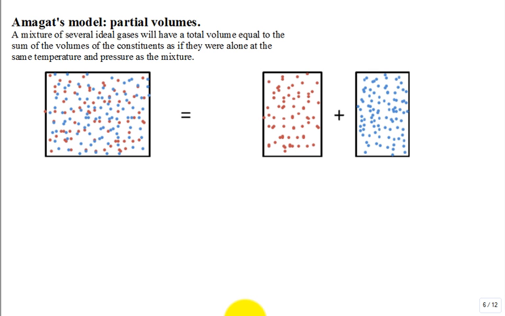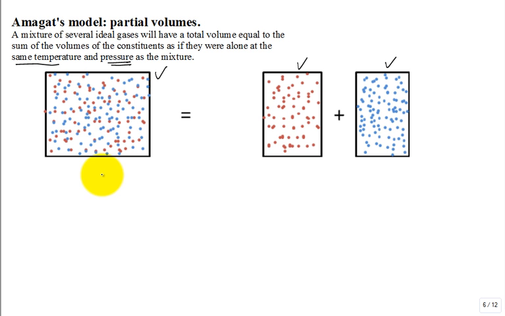Amagat's model, or partial volume concept. We have the partial pressure concept. You also have the partial volume concept. Here, you can read the definition, but it's as if they were alone at the same temperature and same pressure, but in different volumes. So you can see that this volume of this box is smaller, and this volume of this box is smaller. And if you sum those two volumes, you have the total volume. Try to draw that to scale for you.